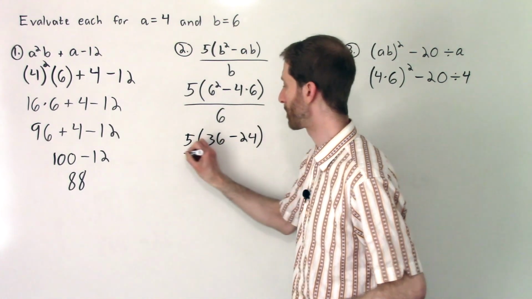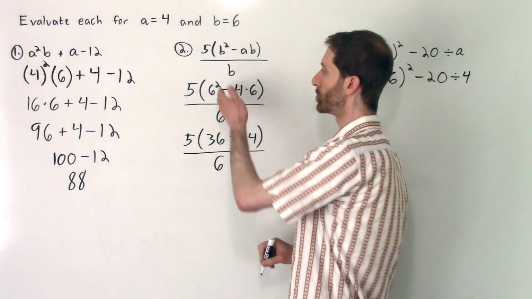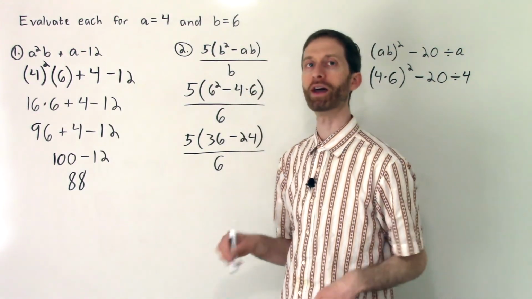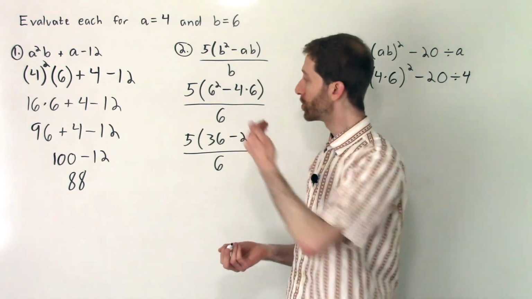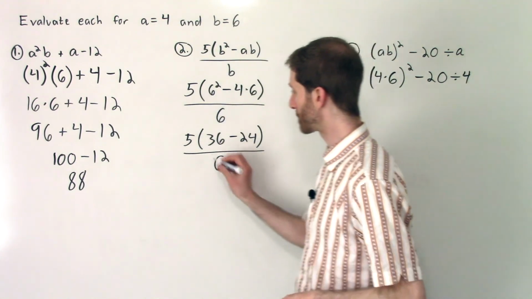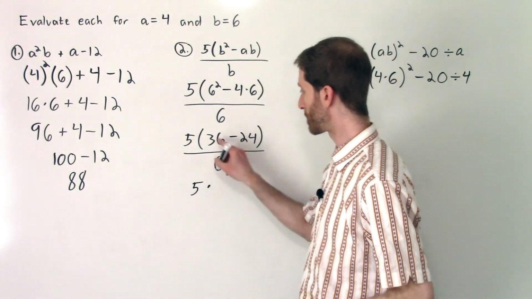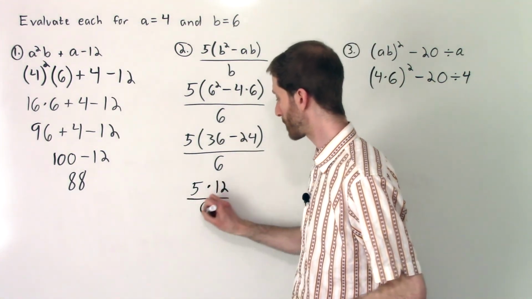I usually copy everything else, but eventually you get so good at the order of ops that you do one step and then the next one all together. That's the goal, so that you don't have to write out every step as you get stronger and stronger. If you're not there yet, then you will have copied a step in between, and that's fine. Now we do subtraction up top. 36 minus 24, so that's 5 times 12 over 6.